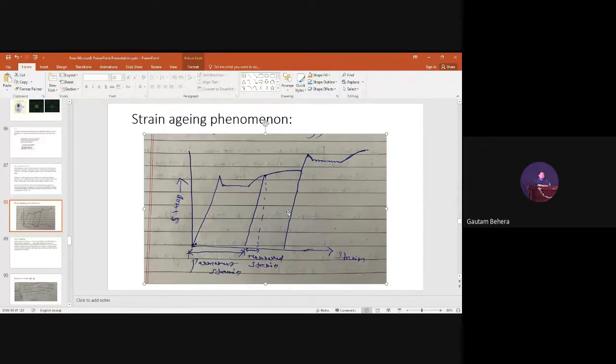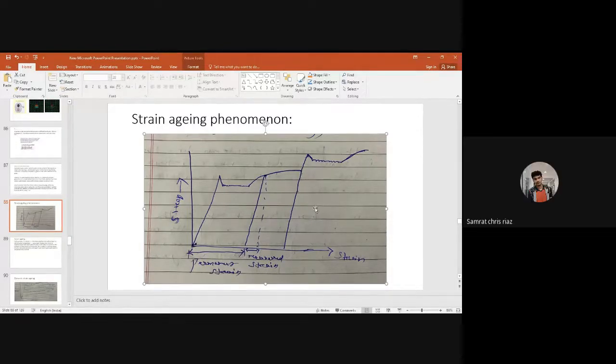My question is, why will you again see an upper yield point? Just a few minutes before, I told you what is the main reason behind the upper yield point. Why is more stress required? Due to diffusion of carbon. Very nice. That means, why is there a diffusion of carbon? What am I doing so that diffusion of carbon or nitrogen will be there?